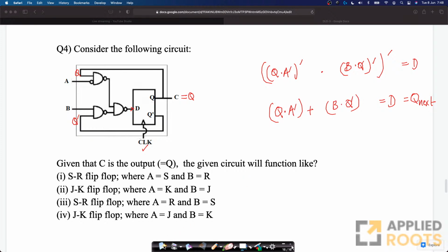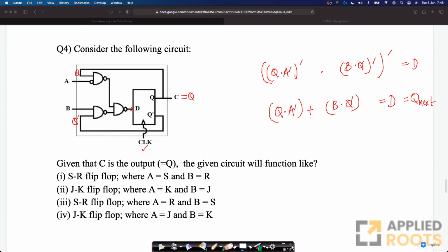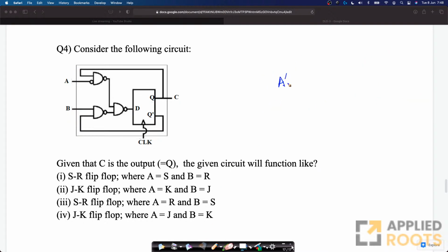I will just write it slightly differently, just for our ease. I'm just rewriting this expression here. What we had is A dash Q plus B Q dash equals Q next.